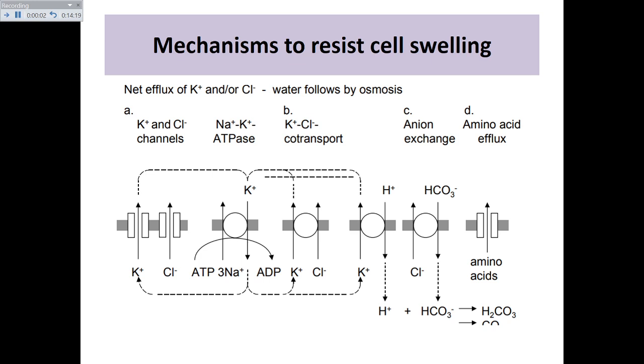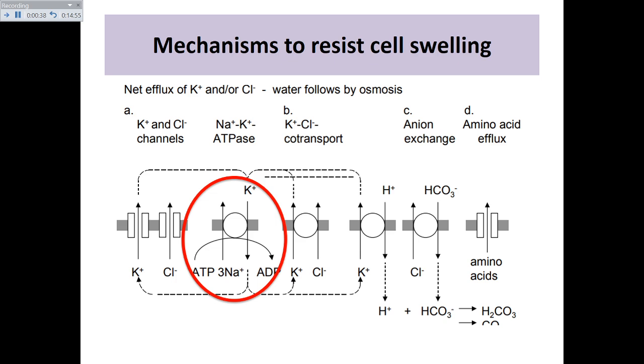These are all mechanisms to resist cell swelling. We have mechanisms and transporters that resist cell swelling, and mechanisms that resist cell shrinkage. First, during cell swelling, what will happen? Of course, in both of them, one of the transporters is very important, which is the Na-K ATPase.